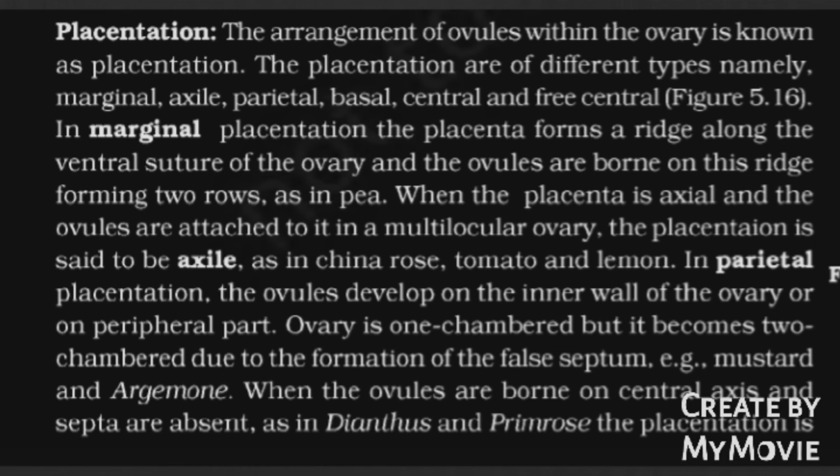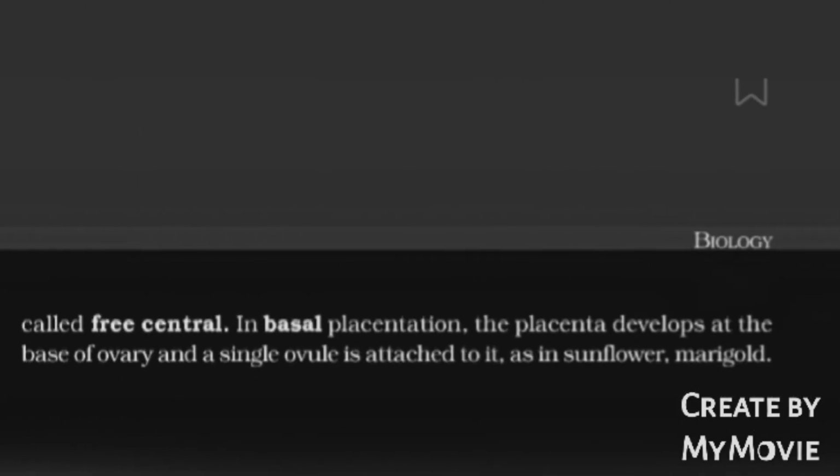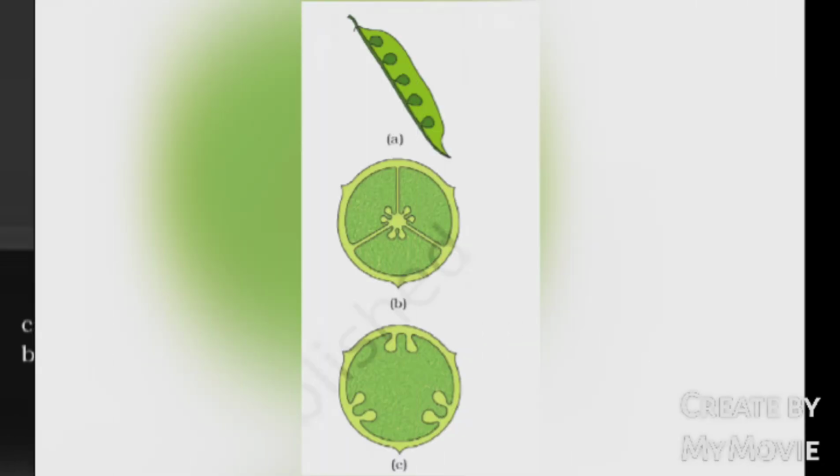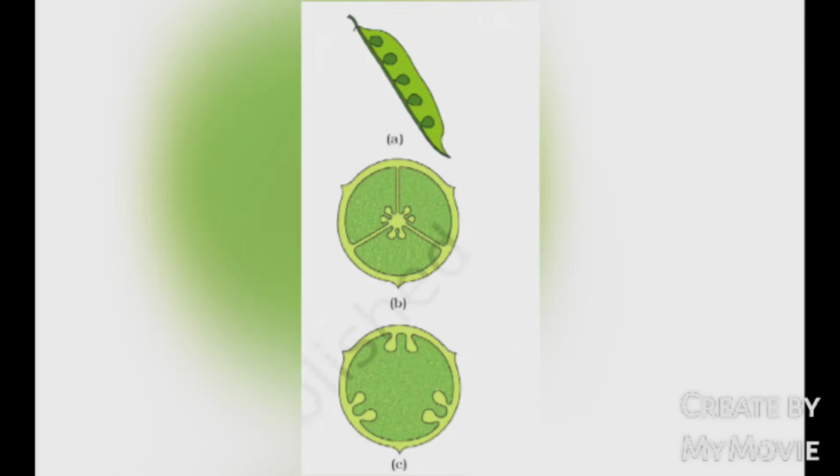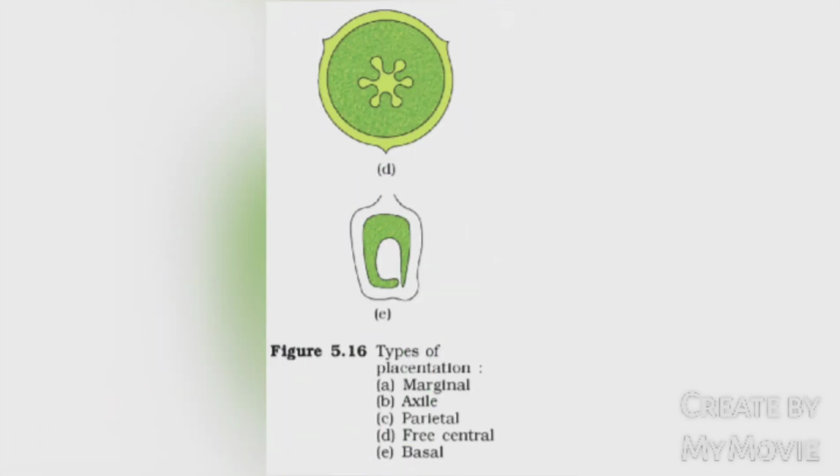When the ovules are borne on central axis and septa are absent, as in dianthus and primrose, the placentation is called free central. In basal placentation, the placenta develops at the base of the ovary and a single ovule is attached to it, as in sunflower, marigold. Figure 5.16. Types of placentation. A. Marginal, B. Axial, C. Parietal, D. Free central, E. Basal.